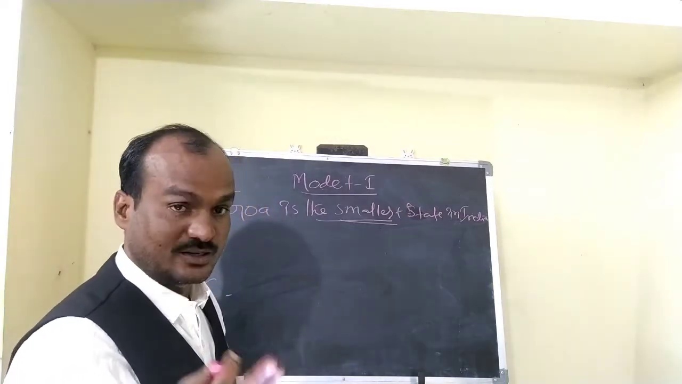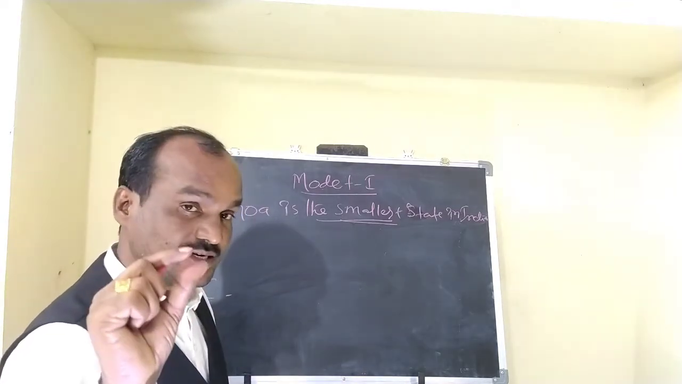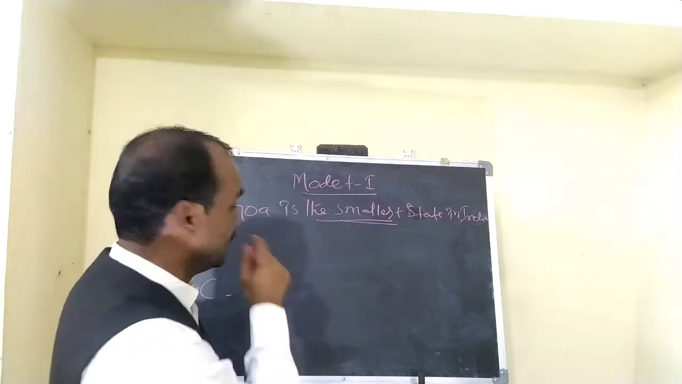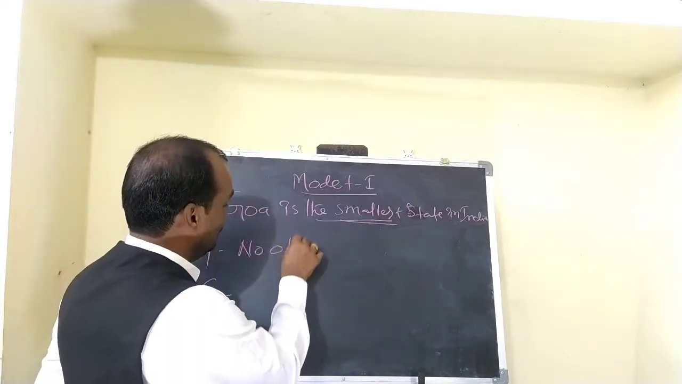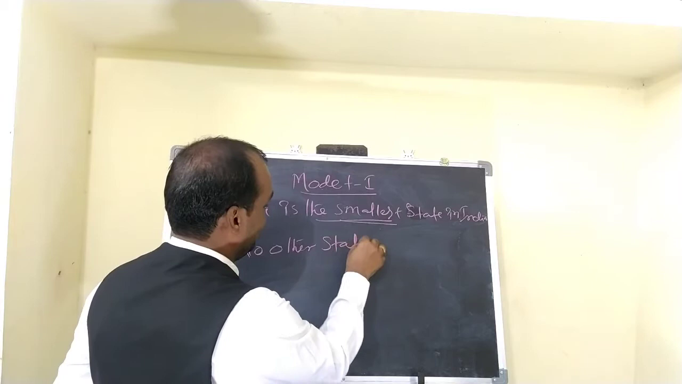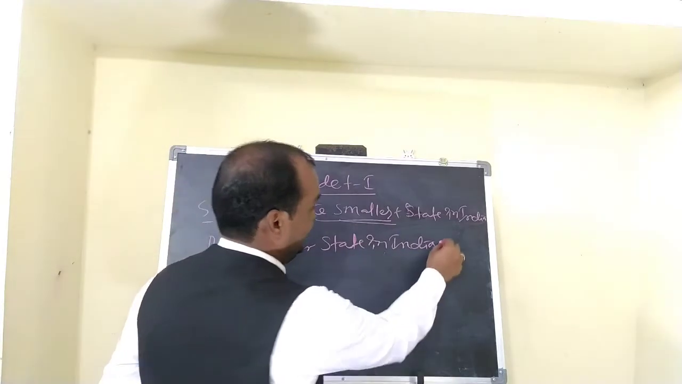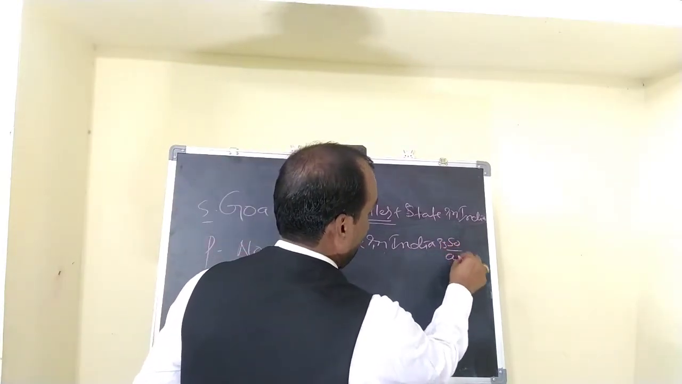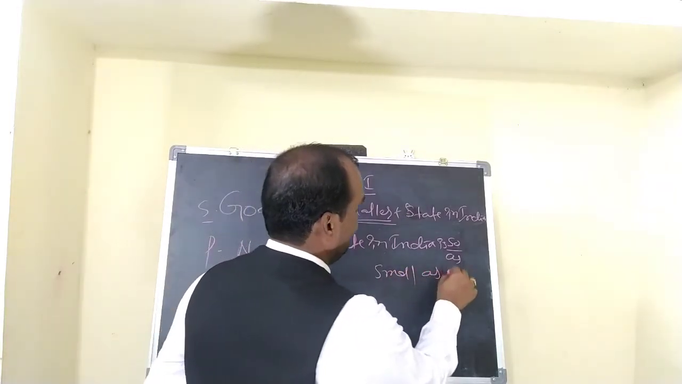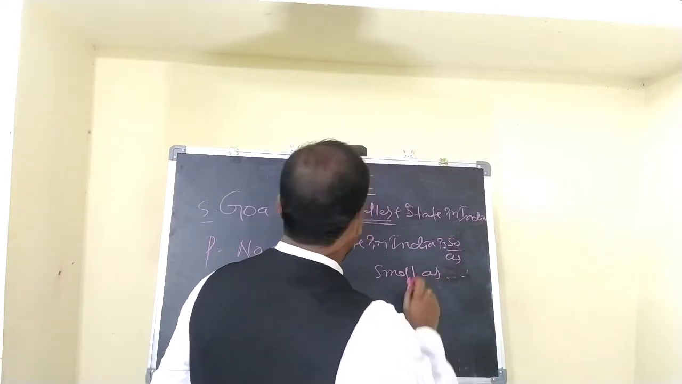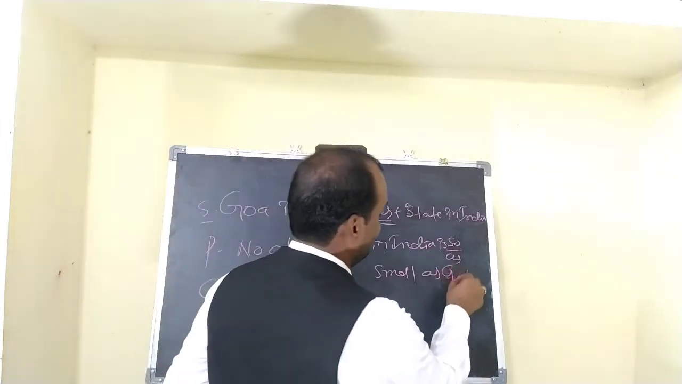So positive degree, that too without altering the meaning. How can Goa is the smallest state in India be changed? In that case the sentence should begin with no other. No other state in India is so or as small as Goa.